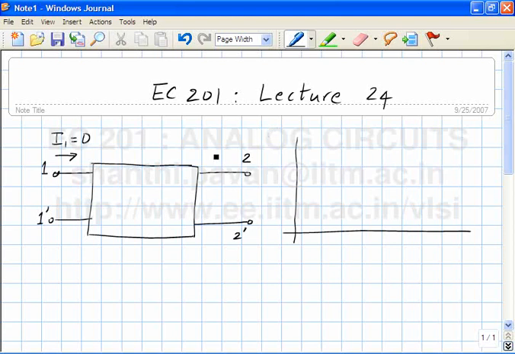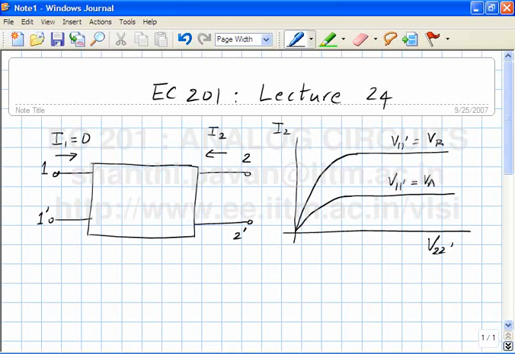So if I plot I2 versus V1 prime, I must have Y22 is 0, and by passivity the device characteristics must do this. And this curve stands for one particular value of V1 prime, which is some VA. No, this is for V1 prime. Oh, yeah, thank you. V1 prime is equal to VB.